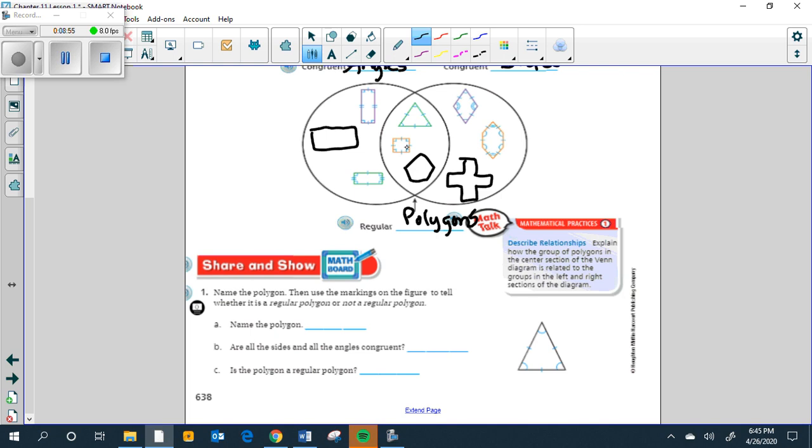Name the polygon, then use the markings on the figure to tell whether it is a regular polygon or not a regular polygon. Go ahead and fill that out, then check back for the answers.